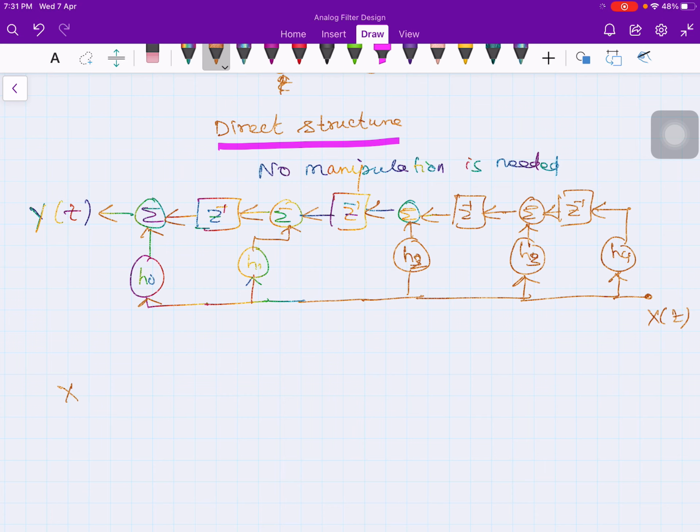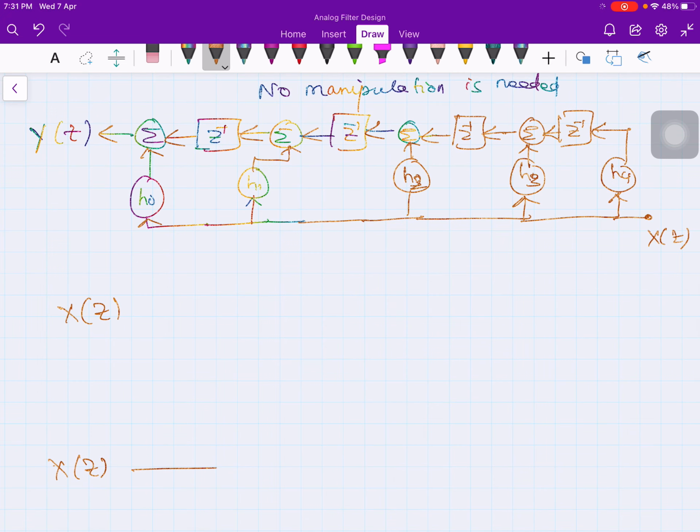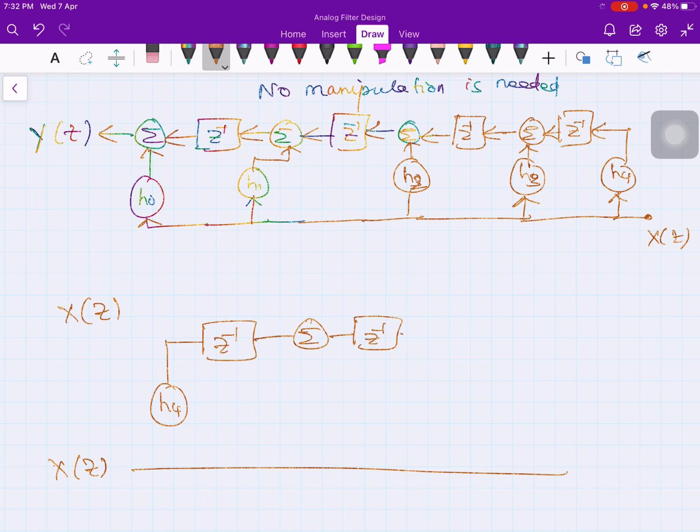X of z, then you draw a straight line. H4 is given, then z to the minus 1, then a summer, then z to the minus 1, z inverse, then a summer, z inverse.